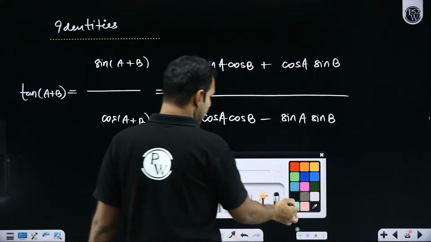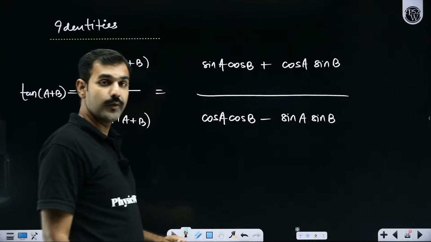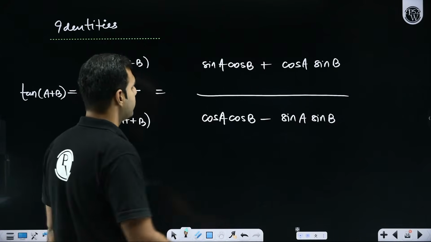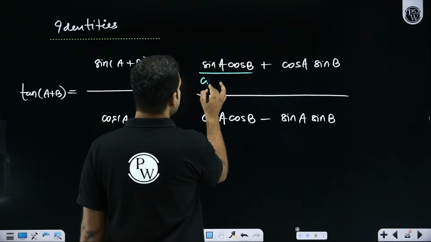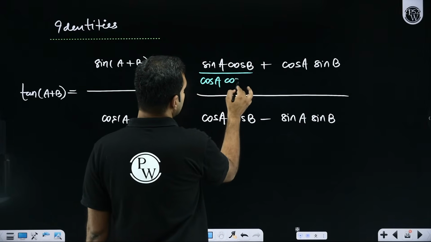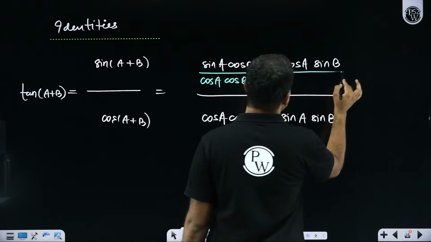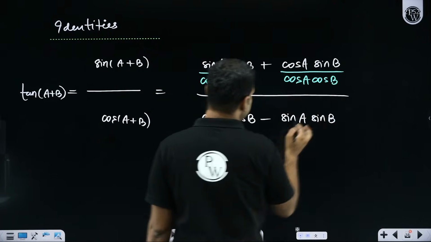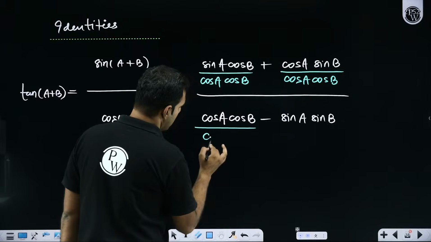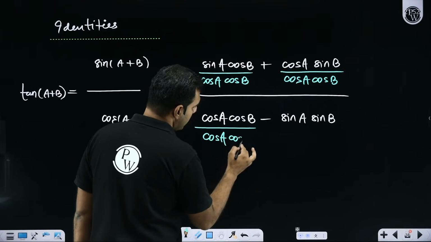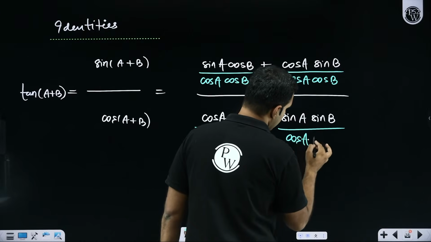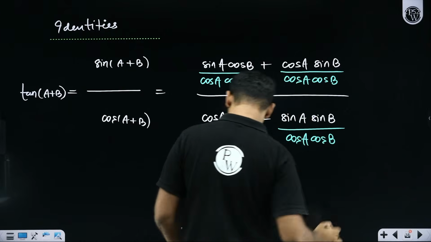So here what if I do this? Numerator and denominator both I divide by cos a cos b. So numerator I'm dividing by cos a cos b, so same thing should happen in the denominator. Denominator should also be divided by cos a cos b.